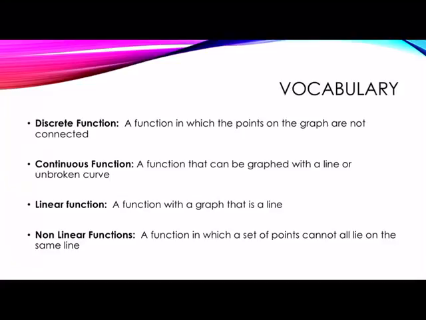So a discrete function is a function in which the points of the graph are not connected. A continuous function is a function that can be graphed with a line or unbroken curve. Linear forms a line. See how linear has the word line in it? And nonlinear does not form a line.